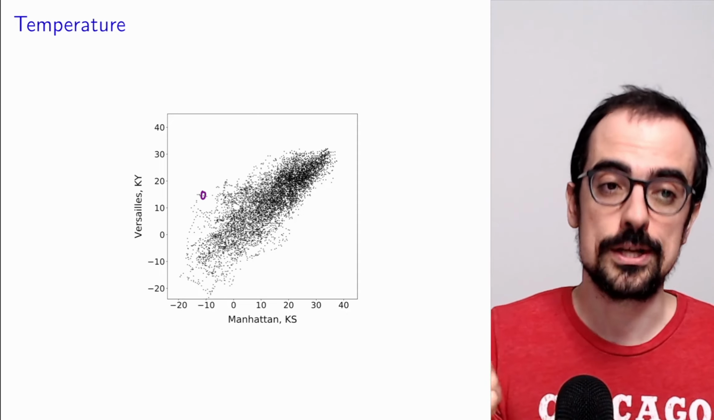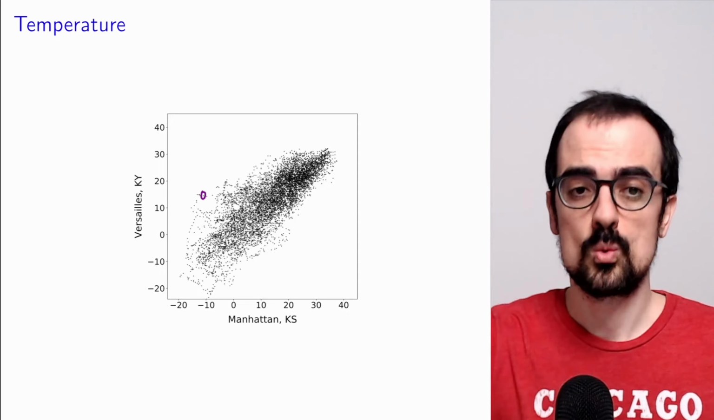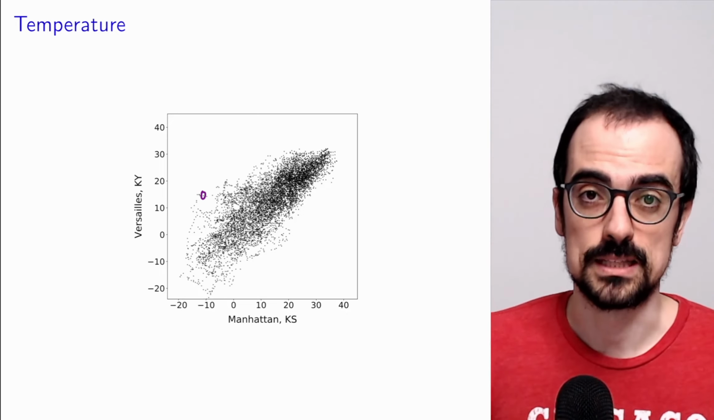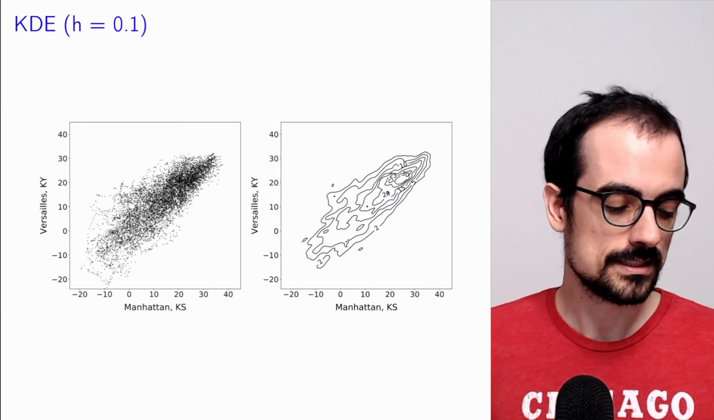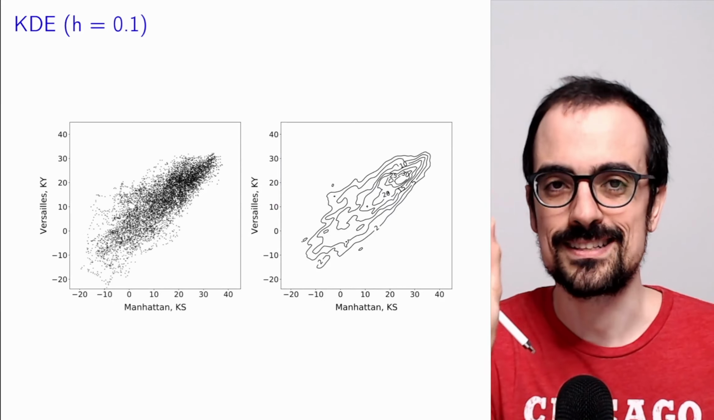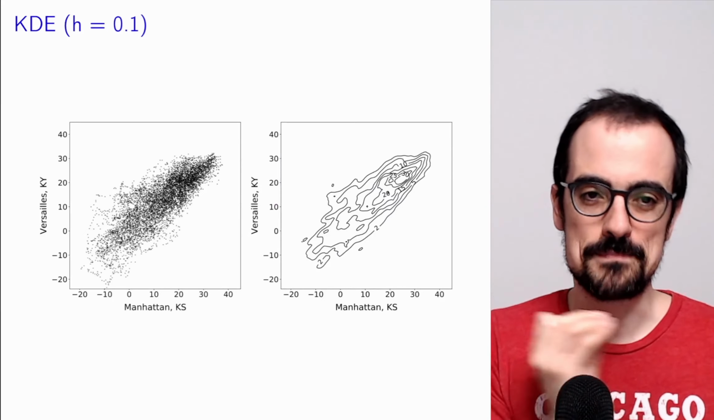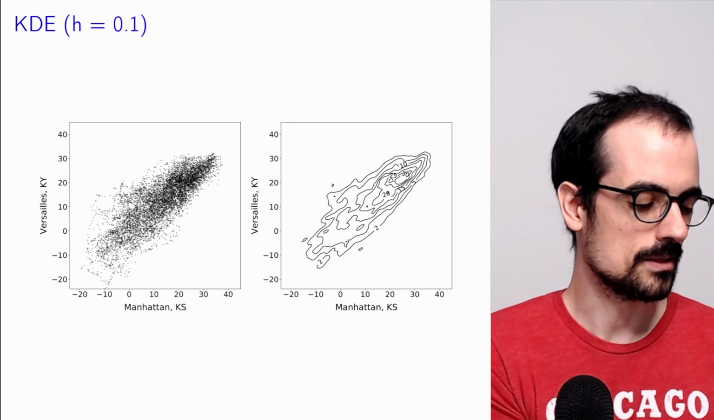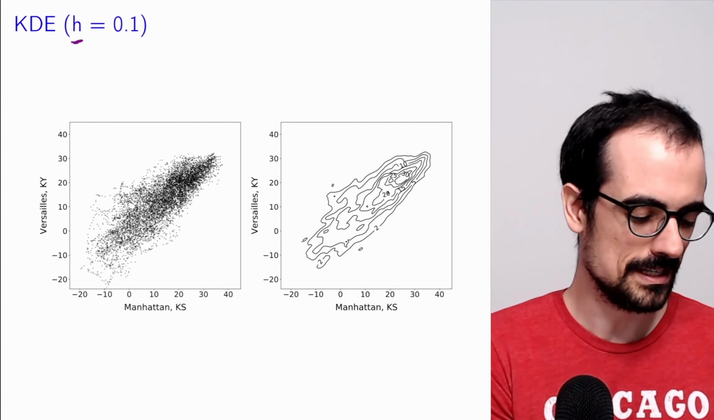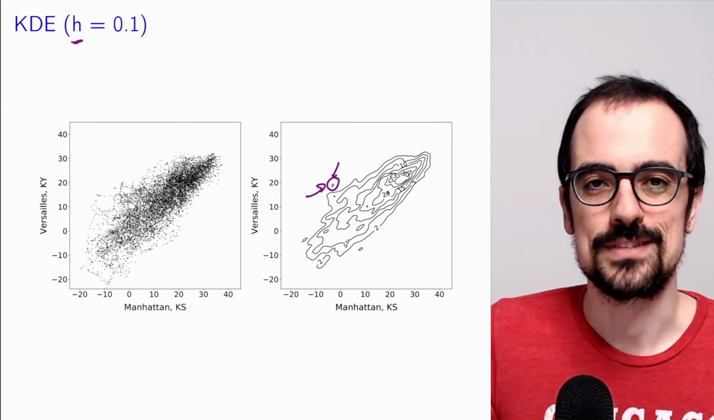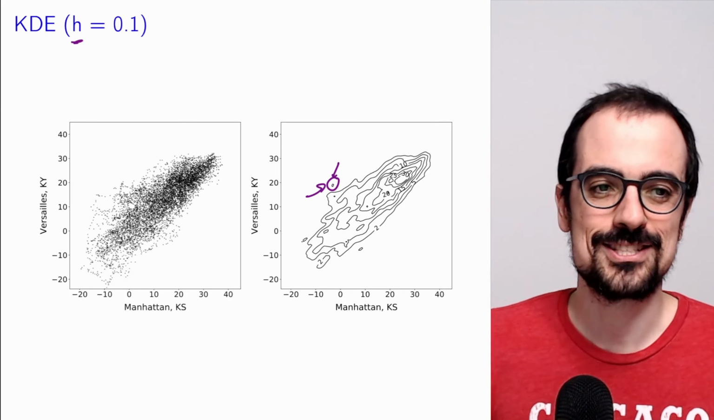For each data point, we know what the temperature was in Versailles and what the temperature was in Manhattan at the same time. So now we can apply multidimensional kernel density estimation. If we use mountains that are not very spread out, meaning the bandwidth, as this parameter is called, is very small, then we overfit. We don't really believe that this is a true feature of the density.